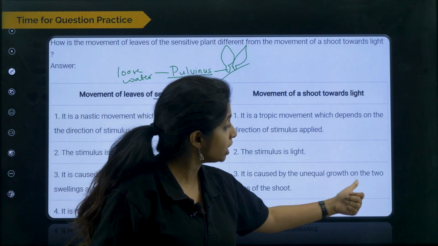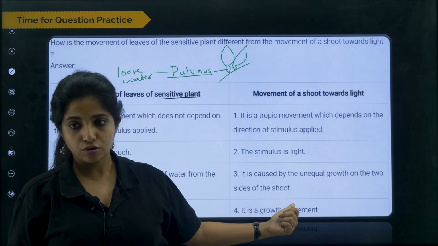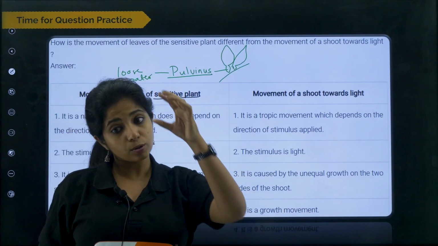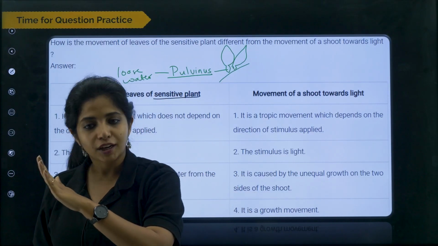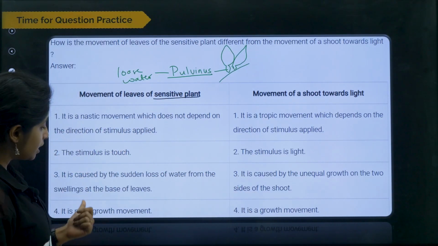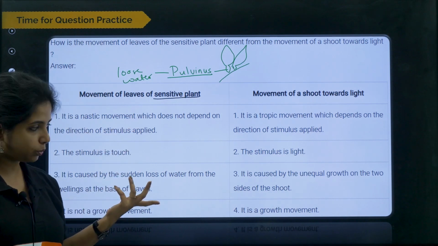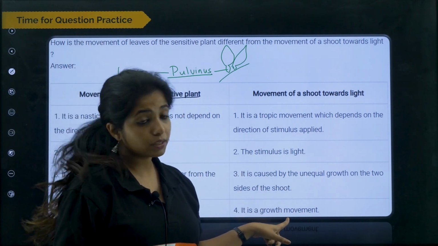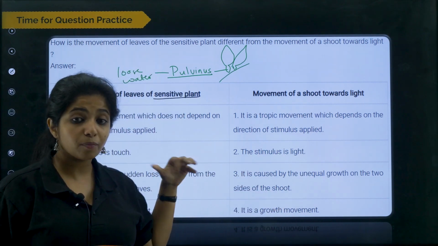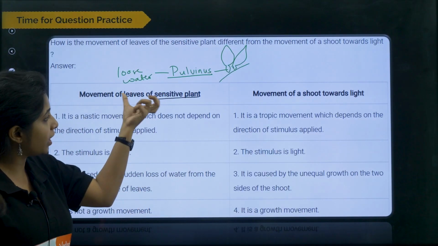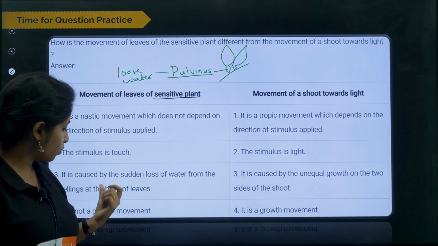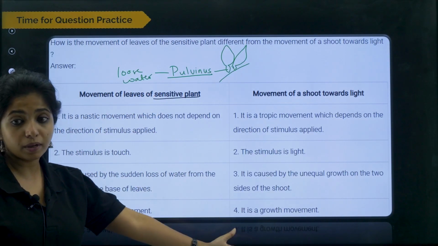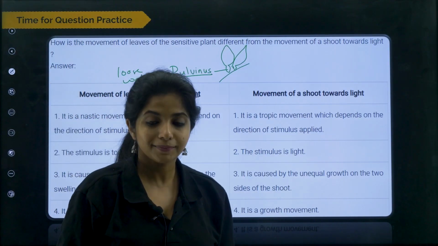It is caused by unequal growth on the two sides of the shoot. That is why unequal growth, because one side has cell elongation, other side does not have it. Now, it is not a growth movement. Touch me not is not a growth movement, but over here it is a growth movement. Don't say nastic movements may or may not be growth movements. Over here you are specifying it's about the sensitive plant. Over here it is not a growth movement, whereas tropic is always a growth movement.